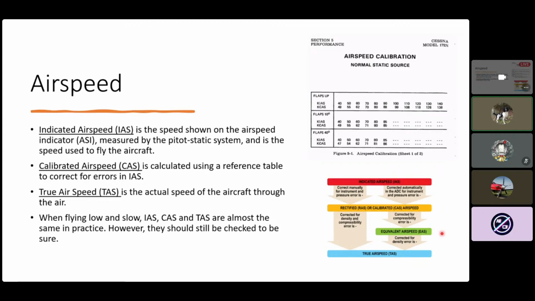And just to summarise all that, when flying low and slow, indicated, calibrated and true airspeed are almost the same in practice, but you should always check to make sure.